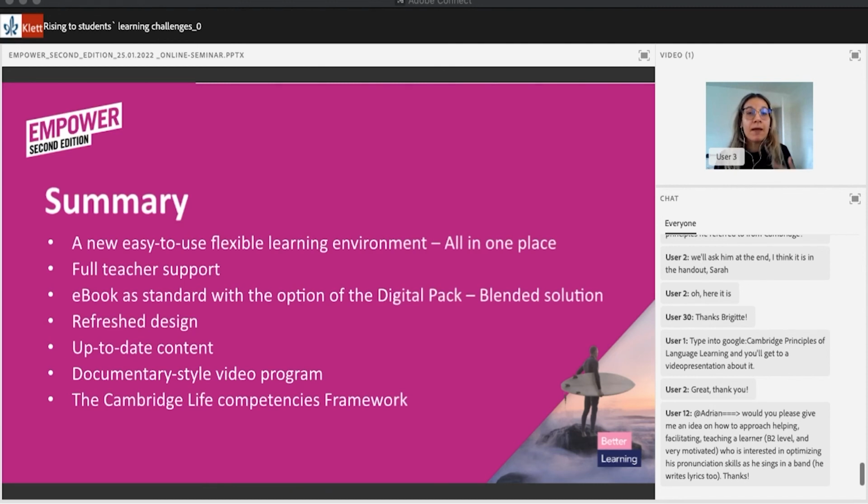So just to sum up, Empower second edition provides an easy-to-use, flexible learning environment. Everything is in one place in terms of digital components. We offer full teacher support. The ebook comes as standard and is great for blended learning. The design and content are up to date, and these documentary style videos add to what is already there. And most importantly, the students will get to develop their life skills through the activities in the books, life skills that are crucial for the world of work, higher education, and so on.